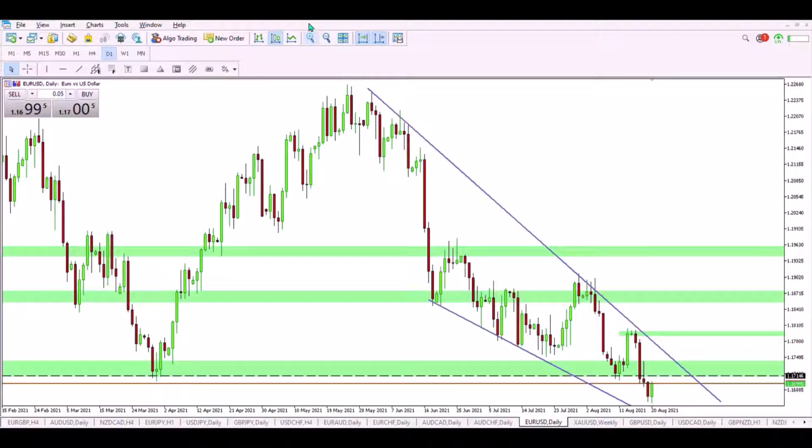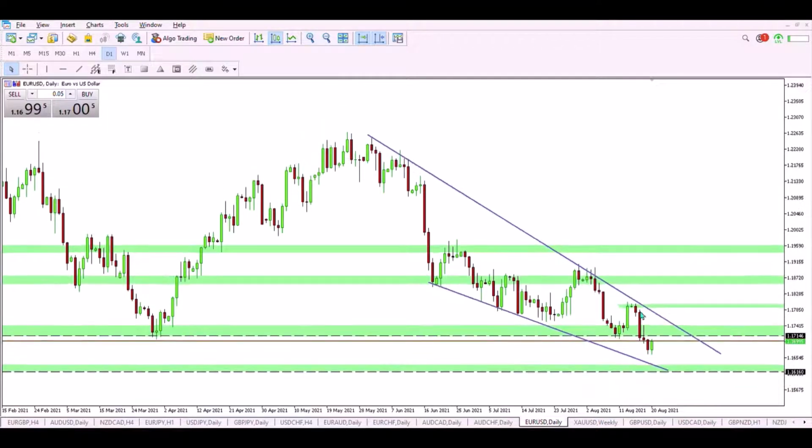So the main forex pair is the EURUSD and we are starting with it. As you can see well on the chart, we are in a downtrend, and as I have mentioned in the previous analysis, if the price respects this trend line and area of resistance, we're going to test these previous lows, and this is what happened this week.